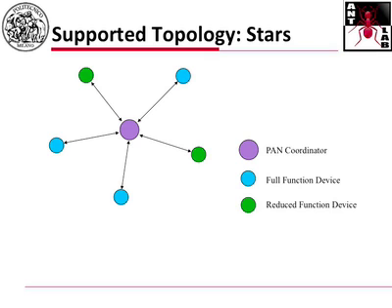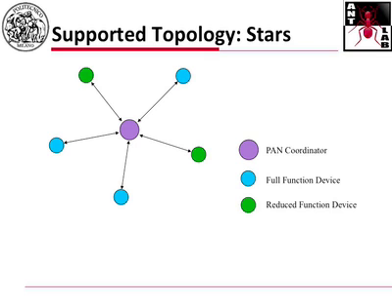So for example, here you have three full function devices, the blue nodes, and a couple of reduced function devices. They all are directly connected only to the PAN coordinator. Which means, again, if this guy on the left is willing to send something to this guy, even if they are physically in range, they have to go through the PAN coordinator. So transmission must always go through the PAN coordinator.